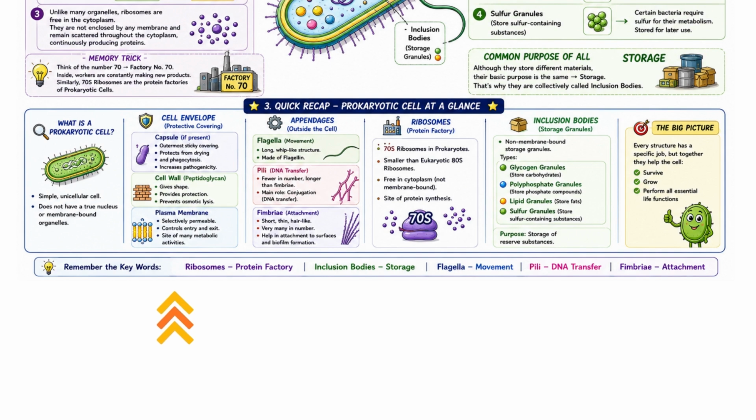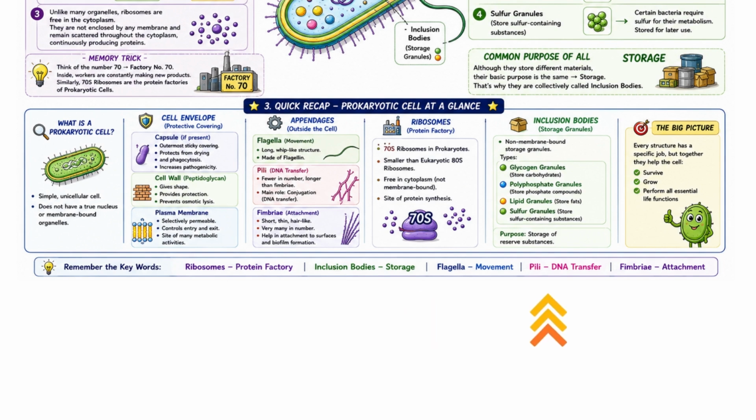The plasma membrane is selectively permeable. It regulates the entry and exit of substances and serves as the site of many metabolic activities. For movement, the cell uses flagella, which are long, whip-like structures made of flagellin. For DNA transfer during conjugation, bacteria use Pili. For attachment to surfaces and biofilm formation, they use Fimbriae. Inside the cytoplasm, the cell contains 70 S ribosomes, which are smaller than eukaryotic 80 S ribosomes, remain free in the cytoplasm, and act as the site of protein synthesis.